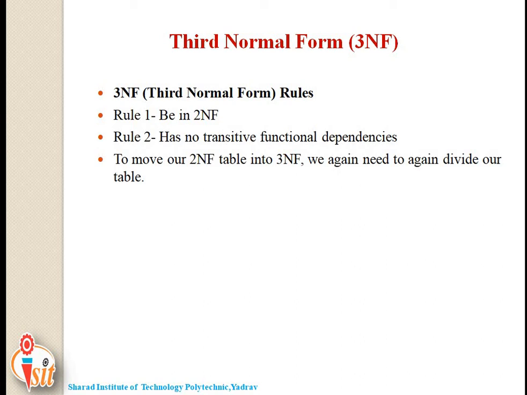To move our second normal form table into third normal form, we again need to divide our table. Now, by transitive functional dependency, we mean we have the following relationship in the table. Likewise, we have a relationship like A is functionally dependent on B, and B is functionally dependent on C. Then, in this case, C is transitively dependent on A or vice versa. Now, an example.